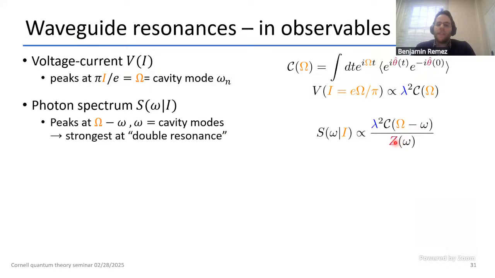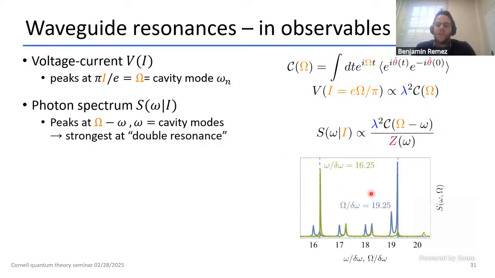So you'd expect that this one will show peaks whenever either the numerator or denominator has a resonance. So either omega minus small omega is a cavity frequency, or just omega is a cavity frequency. And in particular, I might be able to satisfy these two conditions simultaneously. And then I get what I call a double resonance. So here are two curves with different parameters where you generically have two resonances corresponding to these two conditions, but sometimes these two conditions coincide and suddenly the response goes up.